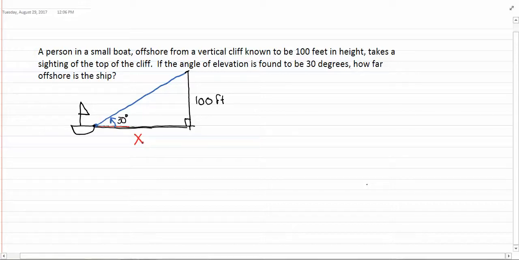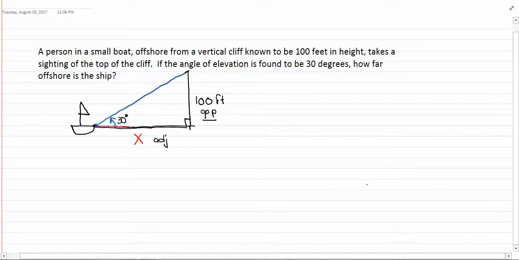We're looking for X. In terms of this angle, the 100 feet is the opposite side, and in terms of the angle, this is the adjacent side. Now, we're not asked anything about the hypotenuse, how far it is from the tip of the boat to the top of the cliff. We're looking for the distance from the ship to shore, if you will.